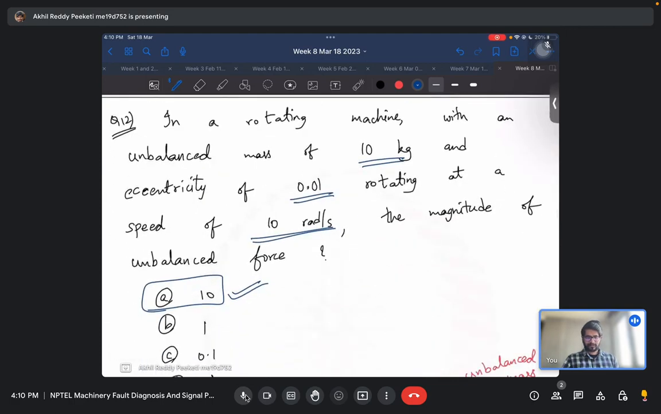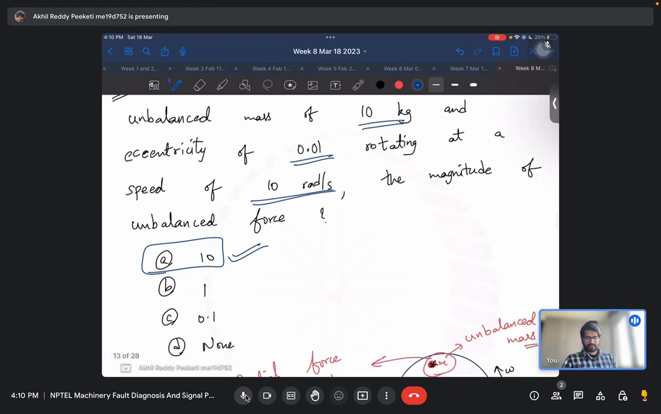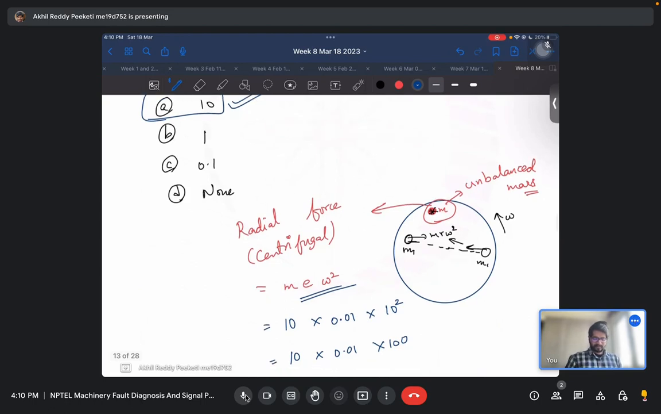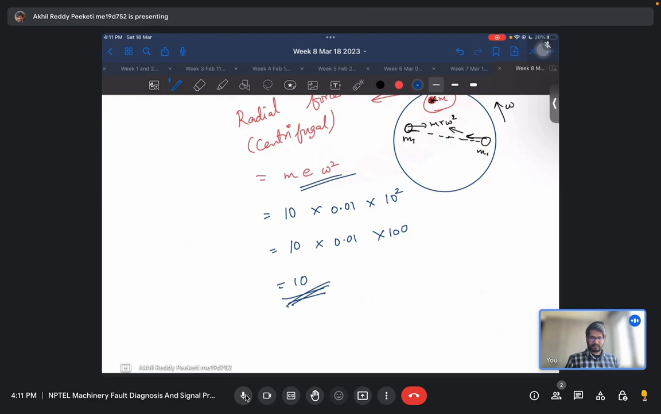Now we move on to the unbalanced masses. If you have a rotating machine with an unbalanced mass of 10 kg and an eccentricity of 0.01, rotating at a speed of 10 radians per second, what should be the magnitude of the unbalanced force? If you have an unbalanced mass, then the force is m r omega squared, r or e being the eccentricity. So with that you can actually calculate the unbalanced force.